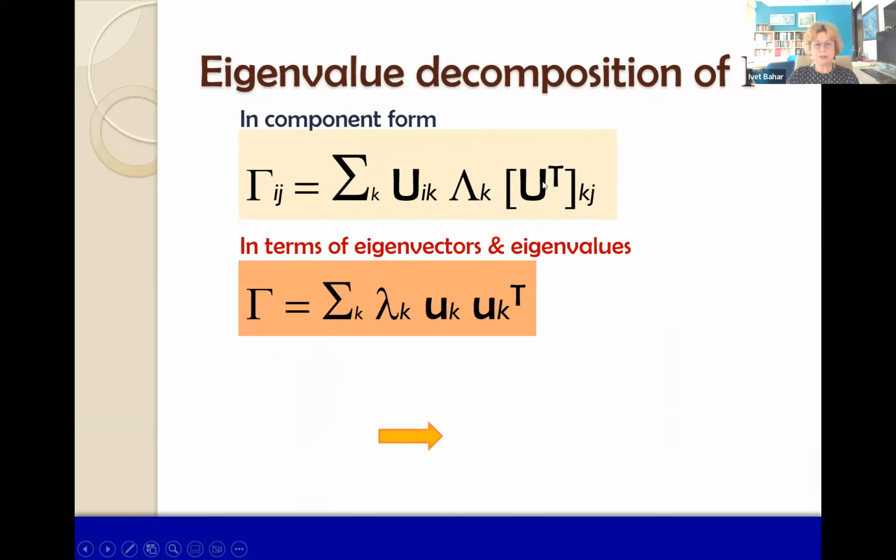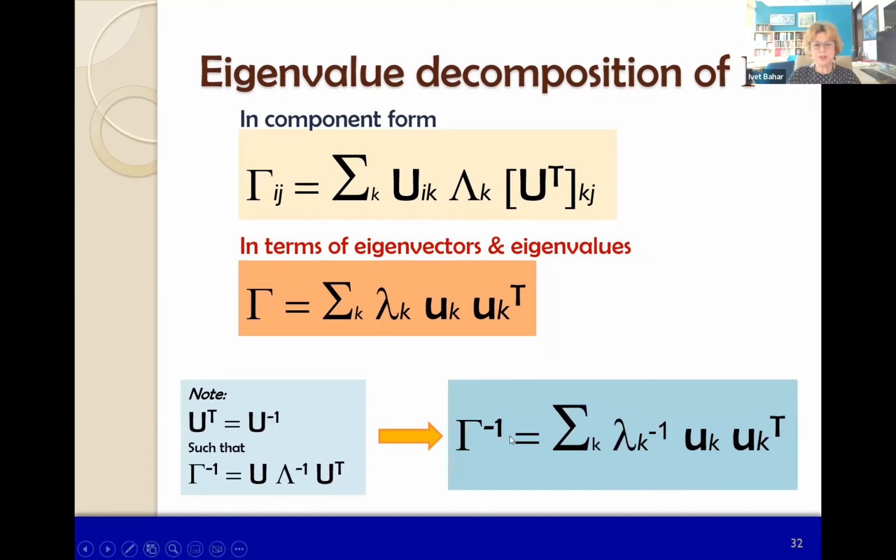Now, when you do the eigenvalue decomposition, it means you are writing gamma as a sum of eigenvalues and eigenvectors. Each eigenvector represents the mobility profile of amino acids in that particular mode. And the eigenvalue is like a weight factor. Usually we are interested in the inverse actually. And when you take the inverse, you can show that the product of eigenvectors is the same, but for the eigenvalue, you take the reciprocal.